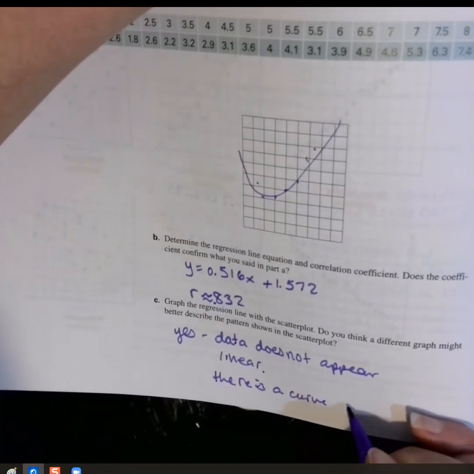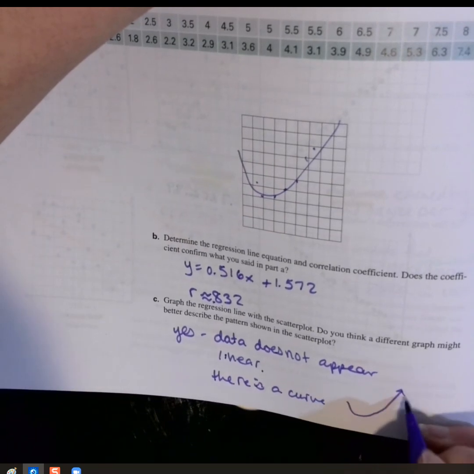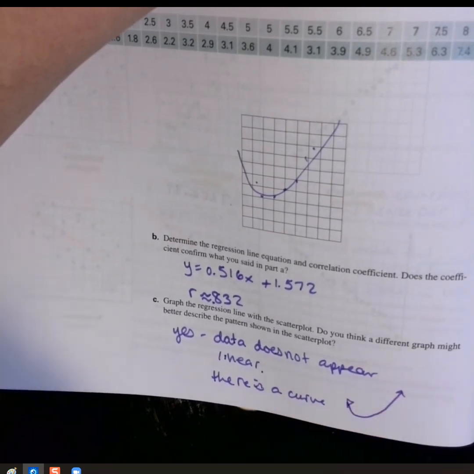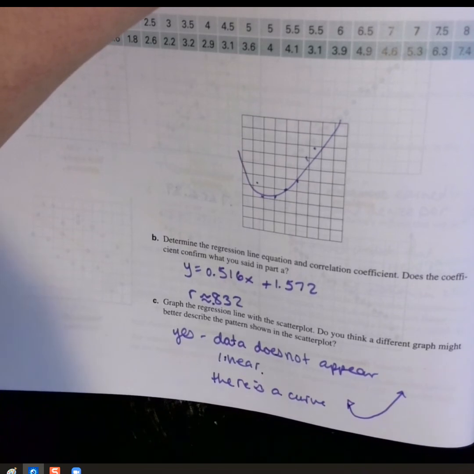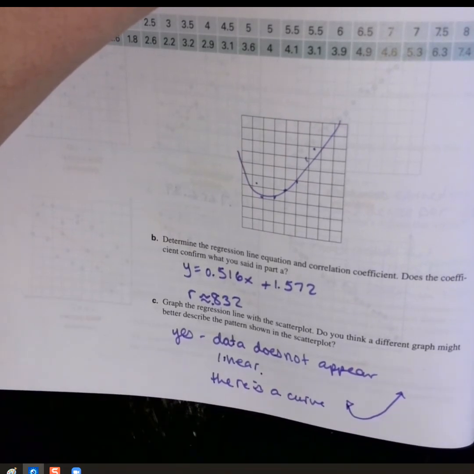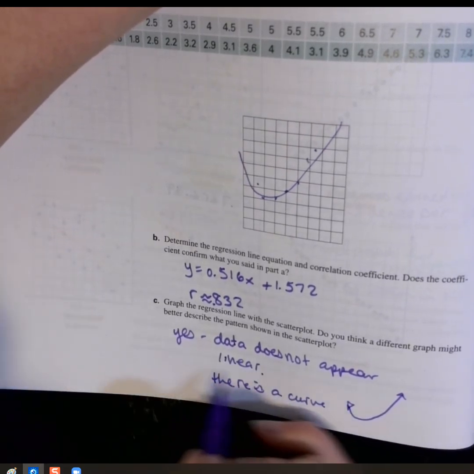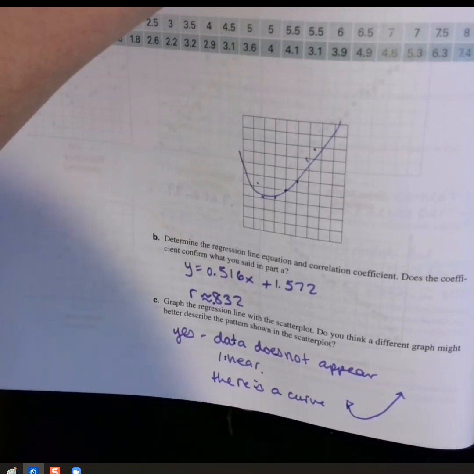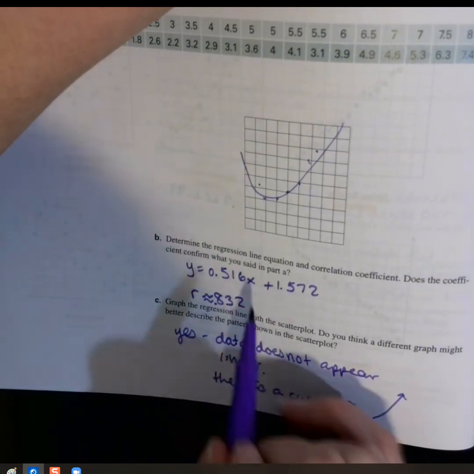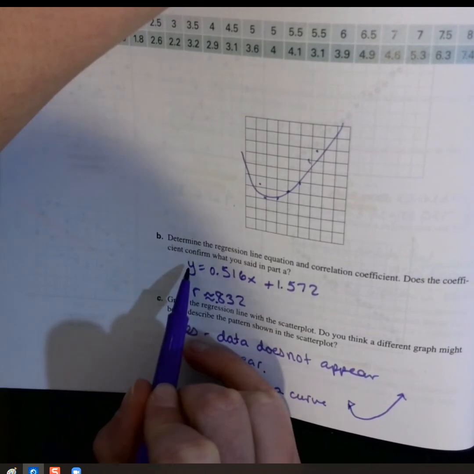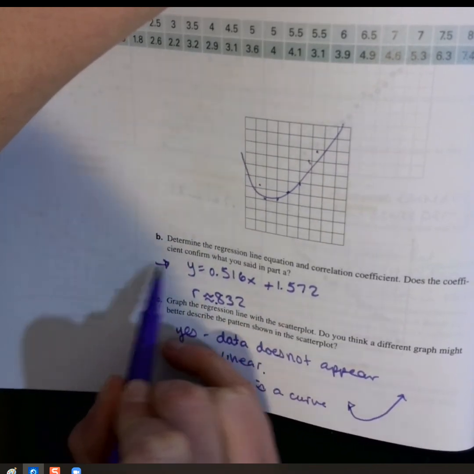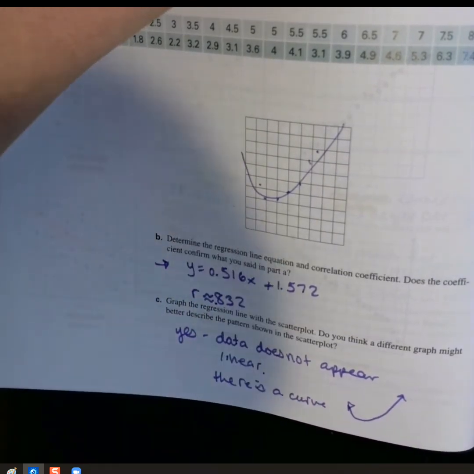But as we get more model types, we might be able to discuss what type of model that swoosh type curve would be. So that'll come in a later chapter. Right now, we can recognize that perhaps linear is not the best possible fit for this data. This equation is the best linear model possible, but that does not mean that linear itself is the best choice. That's what we're trying to emphasize.